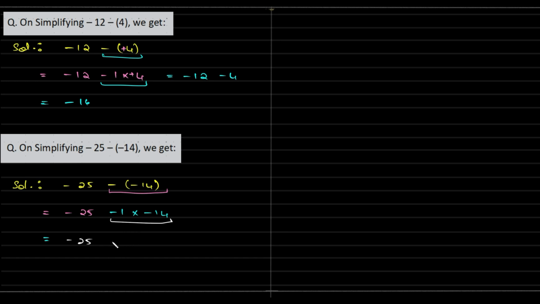So negative into negative is positive. 1 into 14 is 14, right? And now, is it addition or subtraction? It is subtraction, right? And the difference will be the difference. The answer is negative because the bigger number is negative, and the difference is 11. That's it.